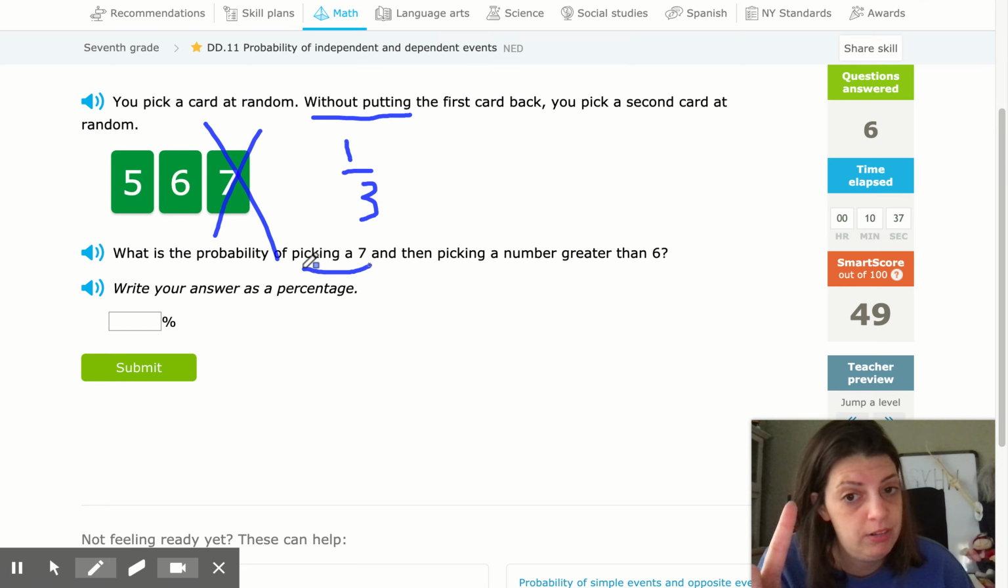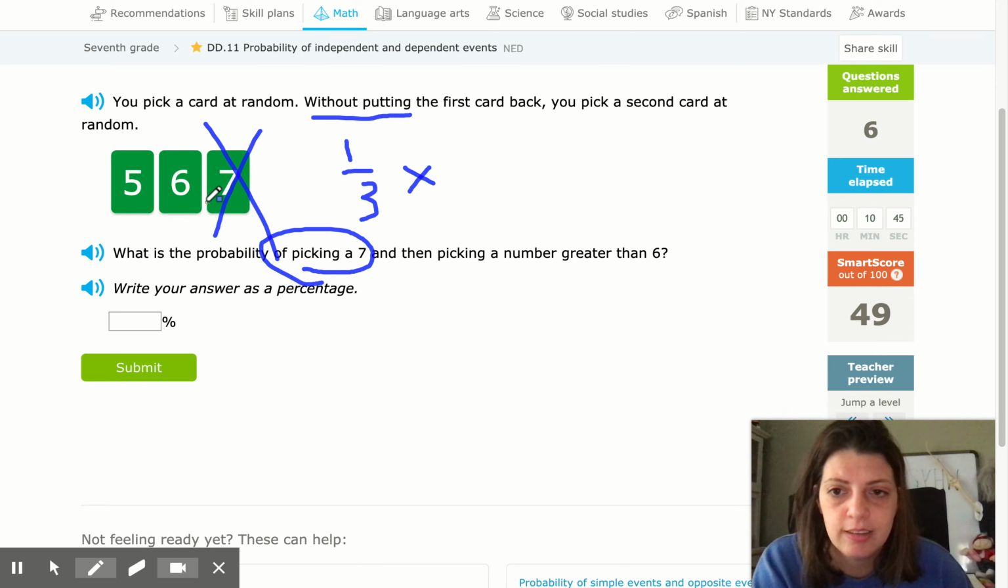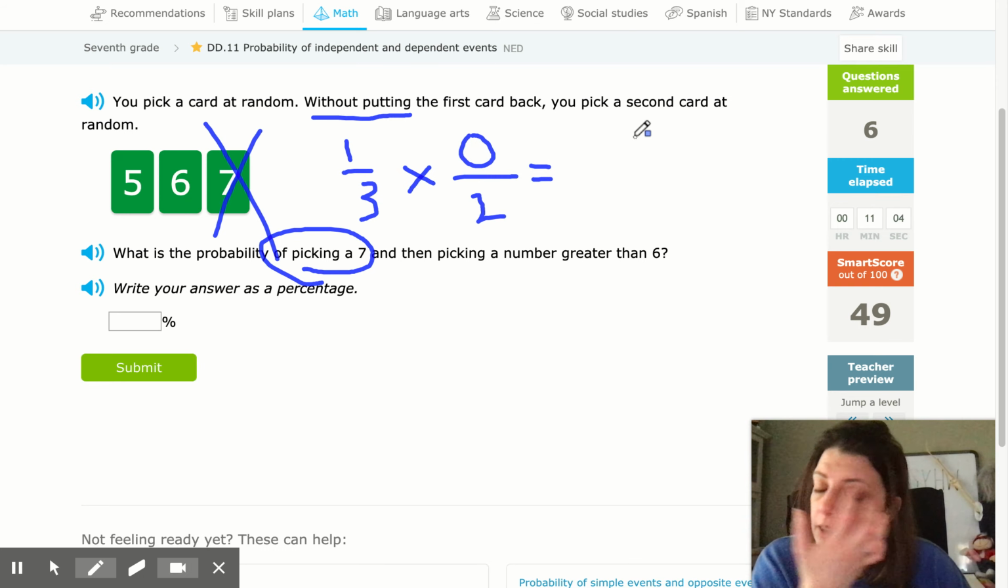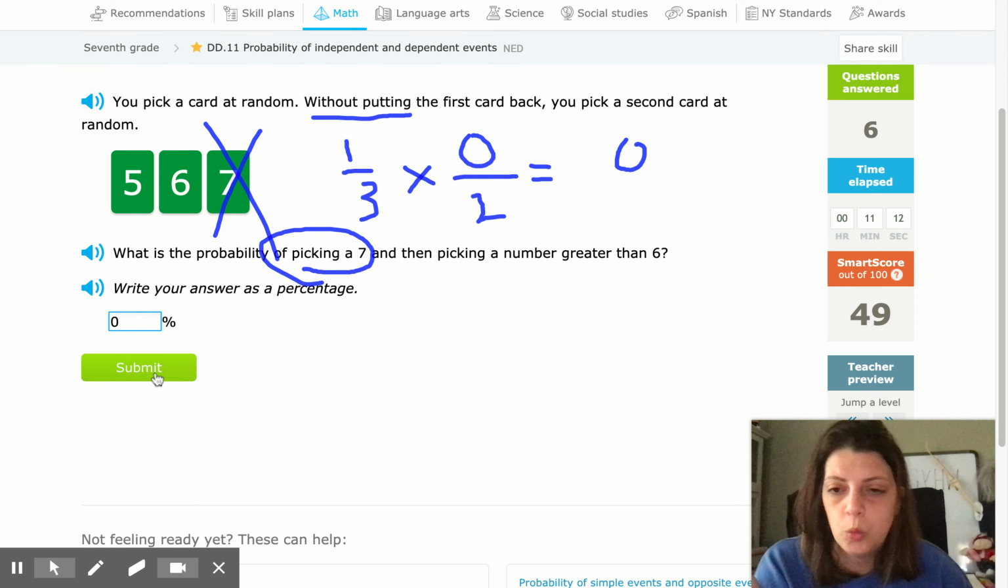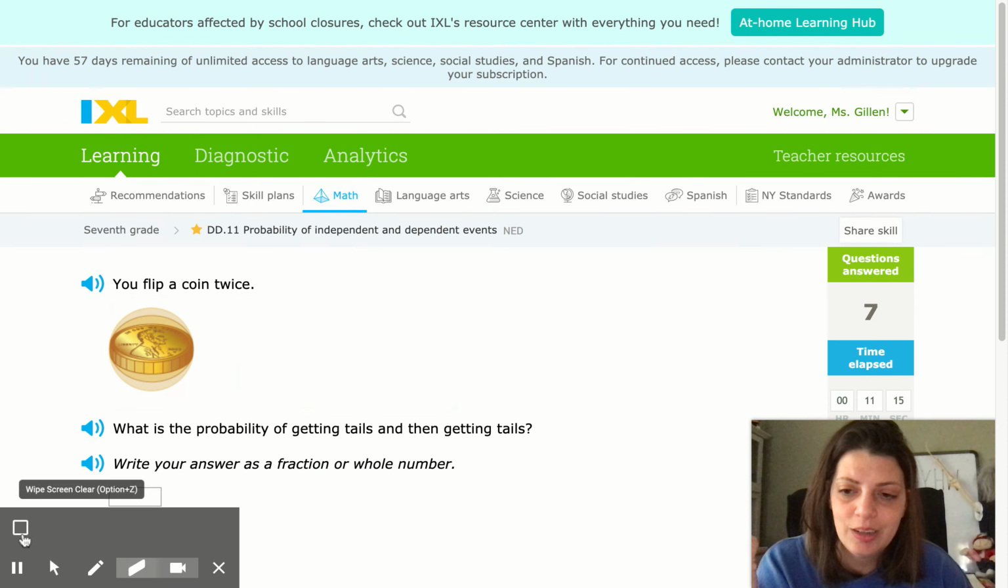So I want to pick a 7, right? But I'm not going to put that 7 back. Now, I want to pick a number greater than 6. Is there anything greater than 6 left? It's like Dora the Explorer. No, good job. There's 0. There's 0 numbers out of 2, but it could be 0 out of a billion, because as soon as it's a 0 chance, I know it's going to be 0% chance. It's impossible. 0.